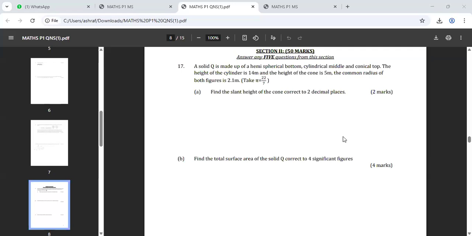Well, I'm getting 35.772. We're using pi as 22/7. R is 2.1 and L is 5.2, the one we got in part A of the question. So if you work out, you're getting 35.772. And then the cylindrical part, 2 pi r h.